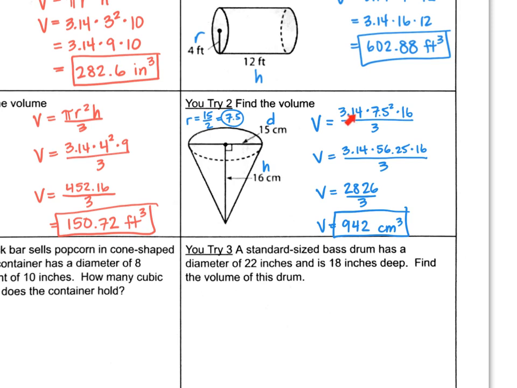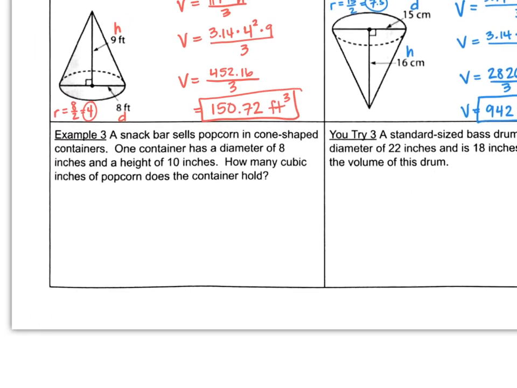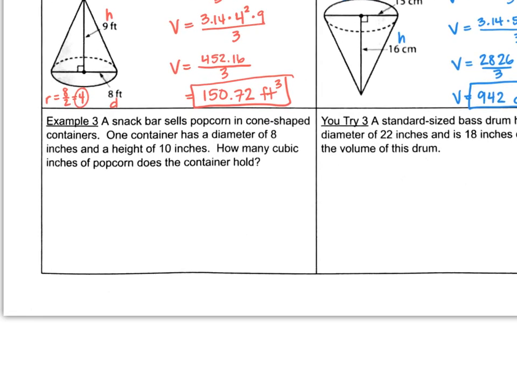calculator. So 3.14 times 7.5 squared times 16. If you plug in your numbers correctly, I squared 7.5 and got 56.25. So multiplying all those out on top gives me 2,826, and finally dividing it by 3. So our solution, 942 centimeters cubed. Our last example is a word problem. You will have some on your assignment.